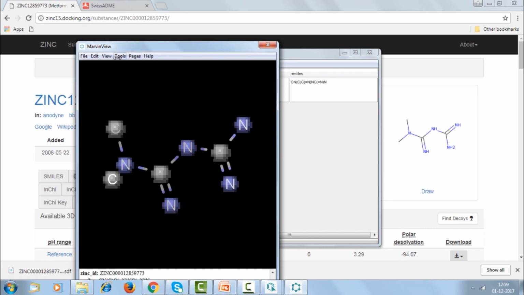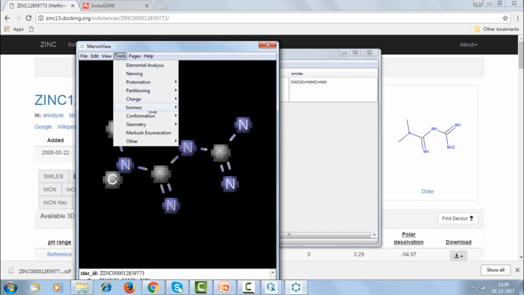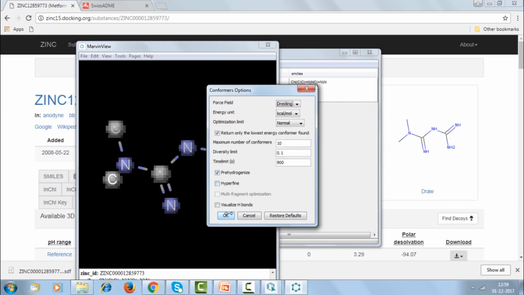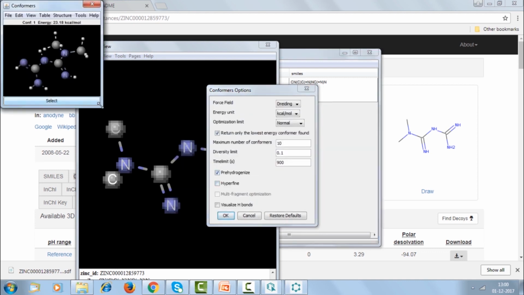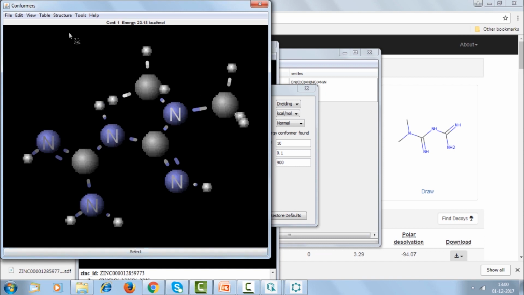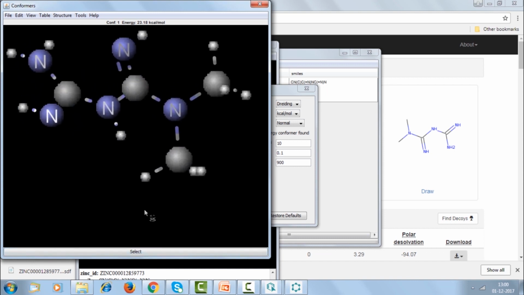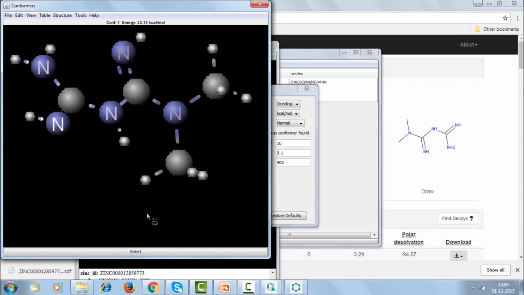So again we can look at different aspects of metformin. We can go to the tools page and look at conformers. It gives you the best conformation of this molecule. So we got the best conformation of metformin, and then we can do the same calculations like I mentioned.